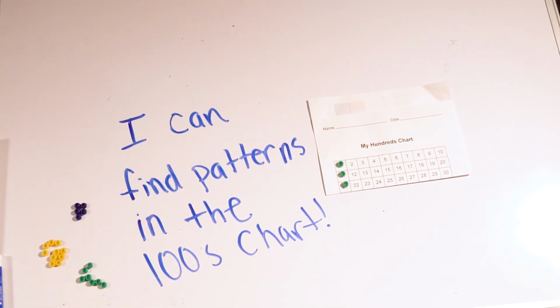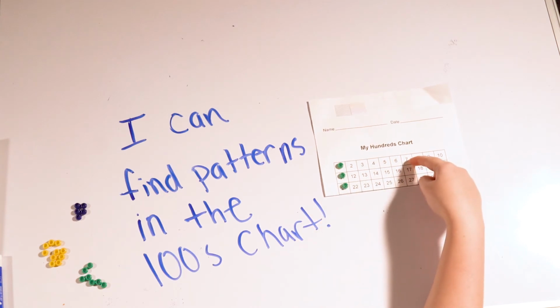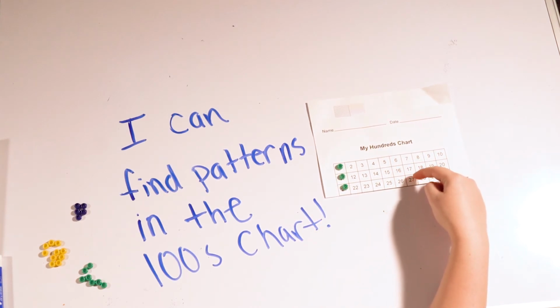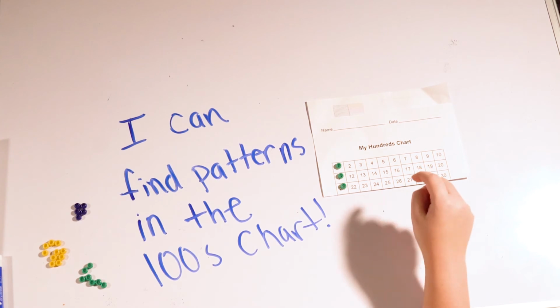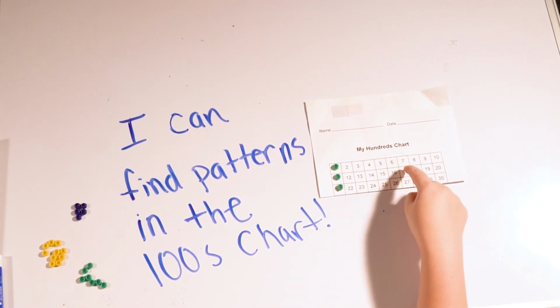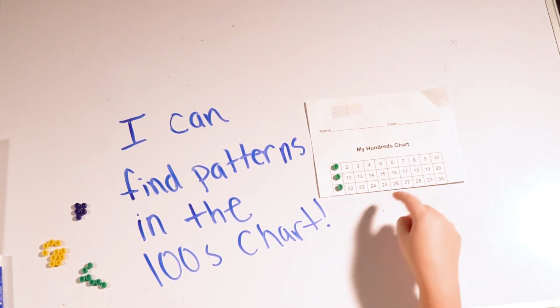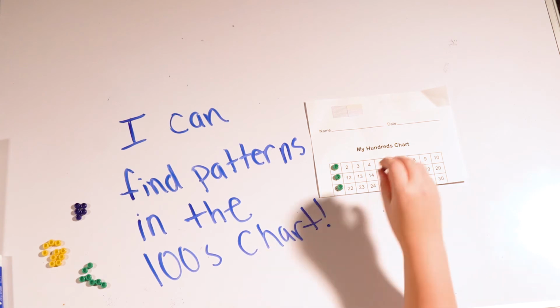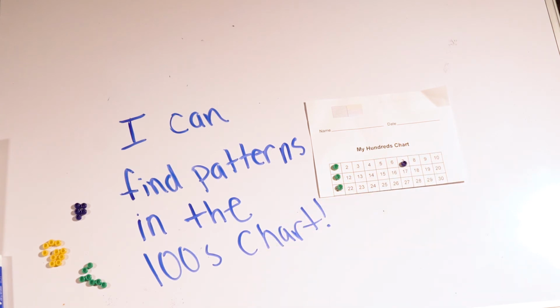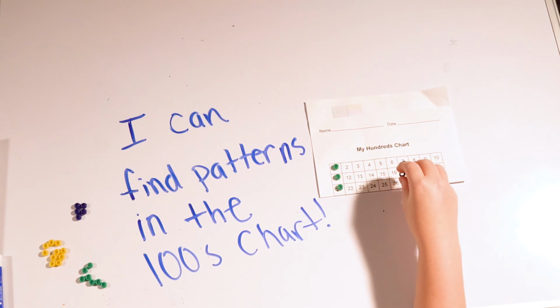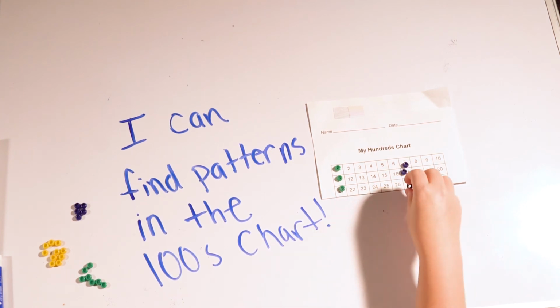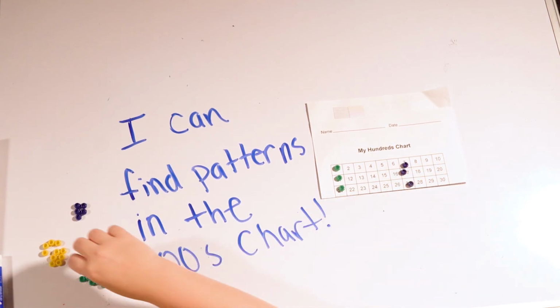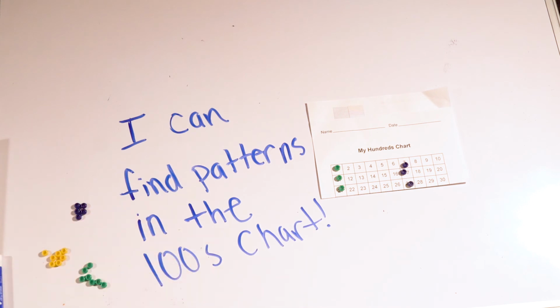Let's see another pattern that we could see. I noticed that when we got to here, I see the number 7 in every row. Ooh, that's interesting. 7, 17, 27. They all have 7. I'm going to mark that with my blue beads.